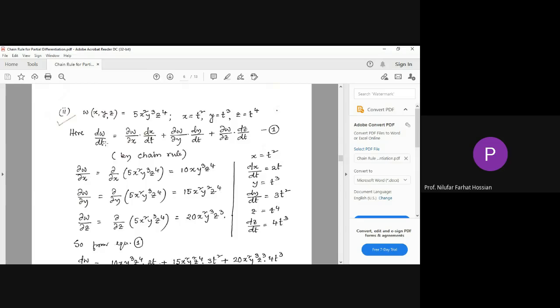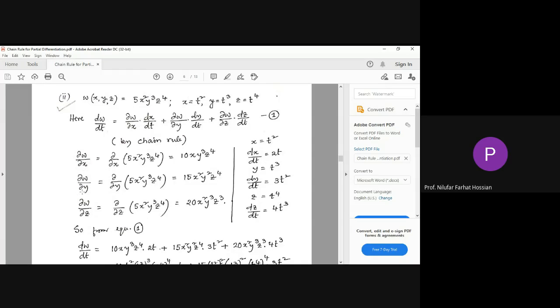Now let us find all the derivatives. At first you find del w by del x, del w by del y, del w by del z. So this is your w. So del w by del x will be del x of this. By now, you know how to perform this partial differentiation. 5y cube z to the power 4 will be constant, and for this x square, you will get simply 2x. So this is your result.